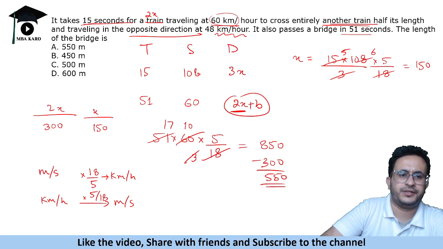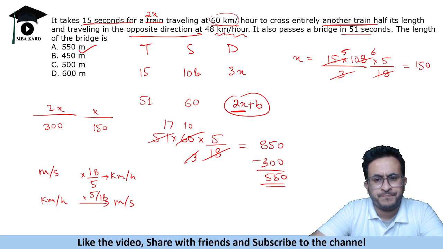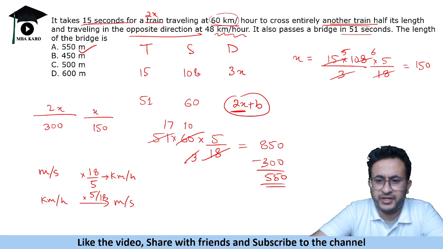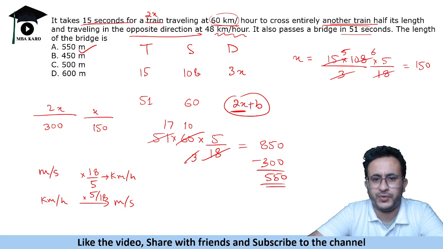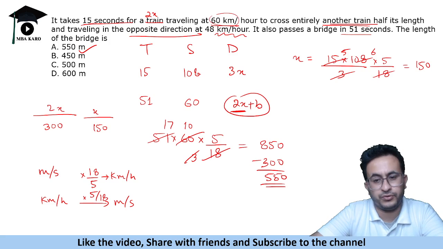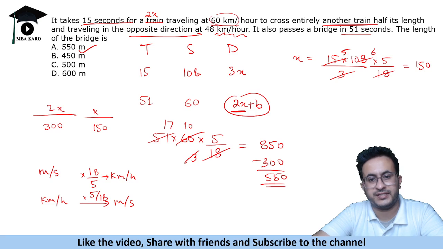So a typical time, speed, distance question based on trains, use this framework: time into speed is distance. What is time? The time taken, which is given to us. What is speed? Relative speed. If two trains are moving in opposite directions, you add the speeds. If they are moving in the same direction, you subtract the speeds. And distance is the sum of lengths.